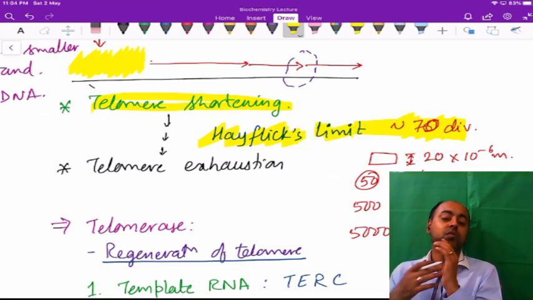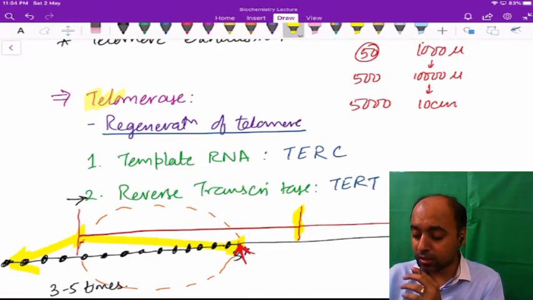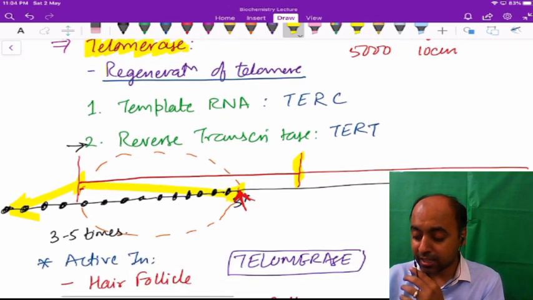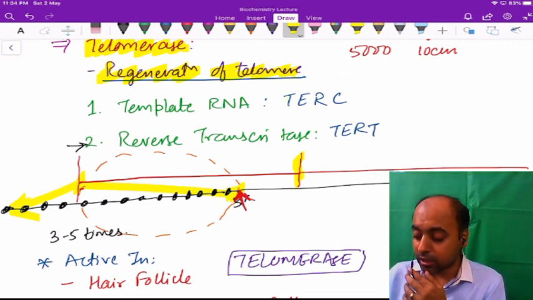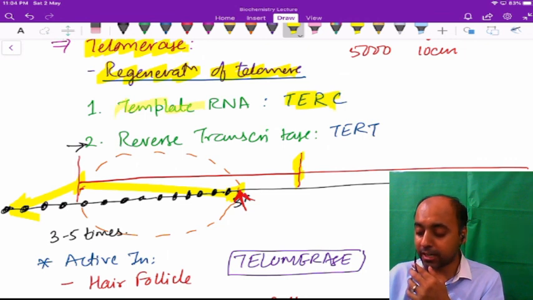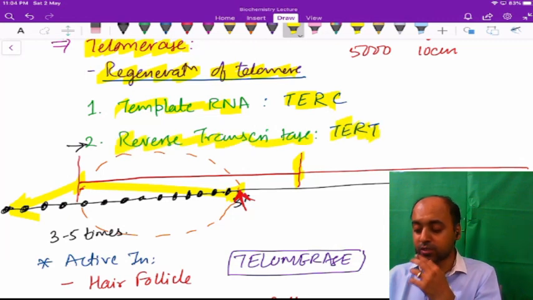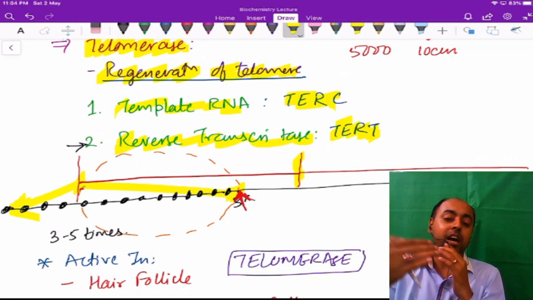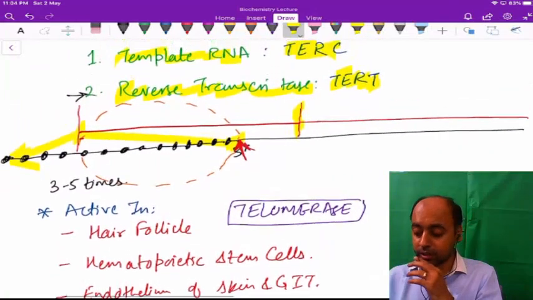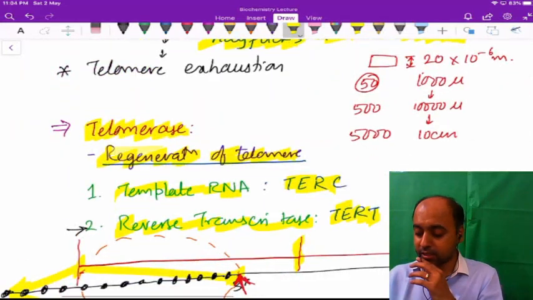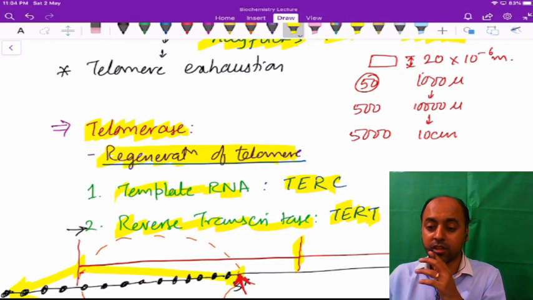However, there are certain cells where unlimited cell division is required. So there we have the enzyme complex called telomerase. Telomerase carries out the regeneration of telomere. The two important components of telomerase are the telomerase RNA component, that is the template RNA which is complementary to the telomere, and the telomerase reverse transcriptase, which will use the RNA as template and make DNA, the opposite of transcription. The result of telomerase is regeneration of telomere, which ensures that an unlimited number of divisions can keep occurring.